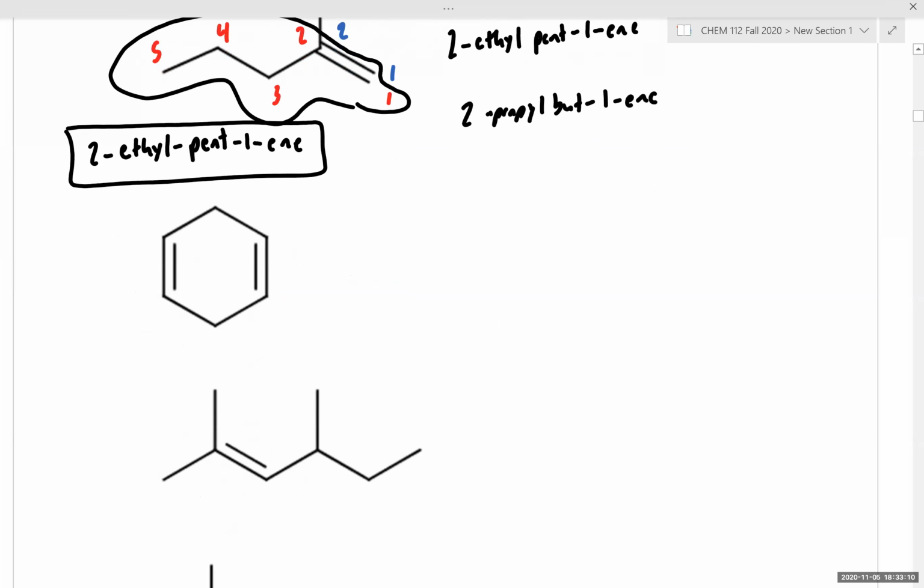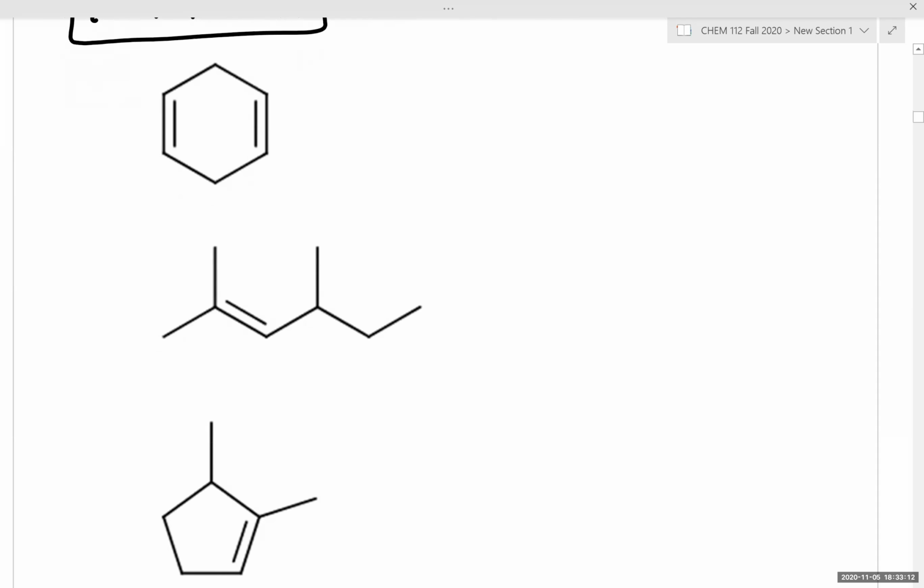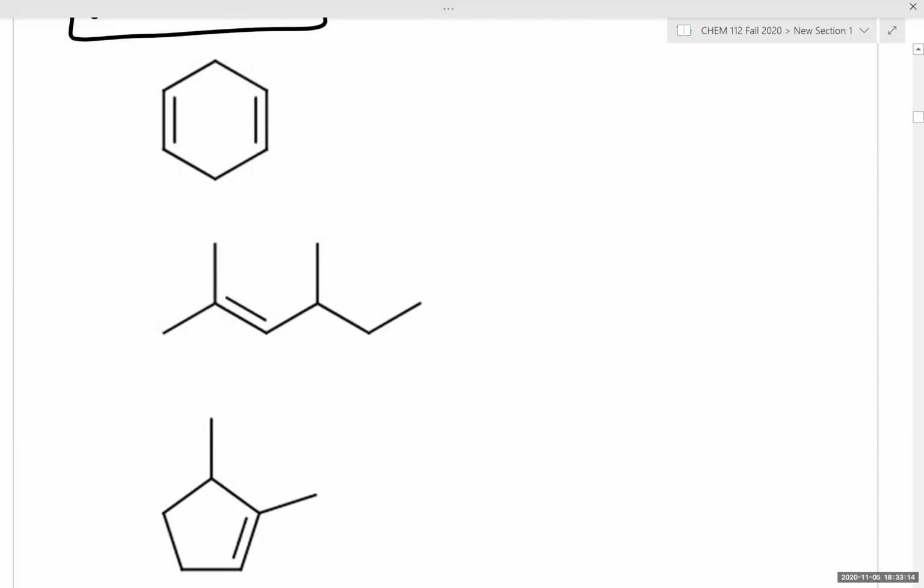So let's continue on and let's try to apply what we've learned to the next set of examples. So let's start with the first example from the top down, but you're welcome to propose names for any of the structures in this list. These are typical structures that you'd see both in this chapter, as they're pretty useful substrates, and they're typical examples of naming alkenes.